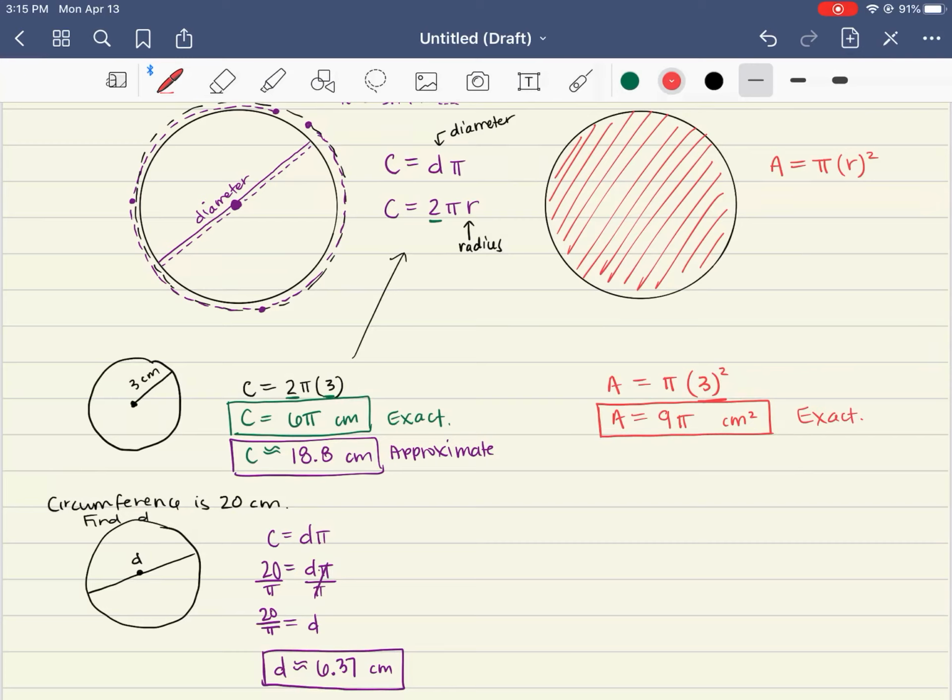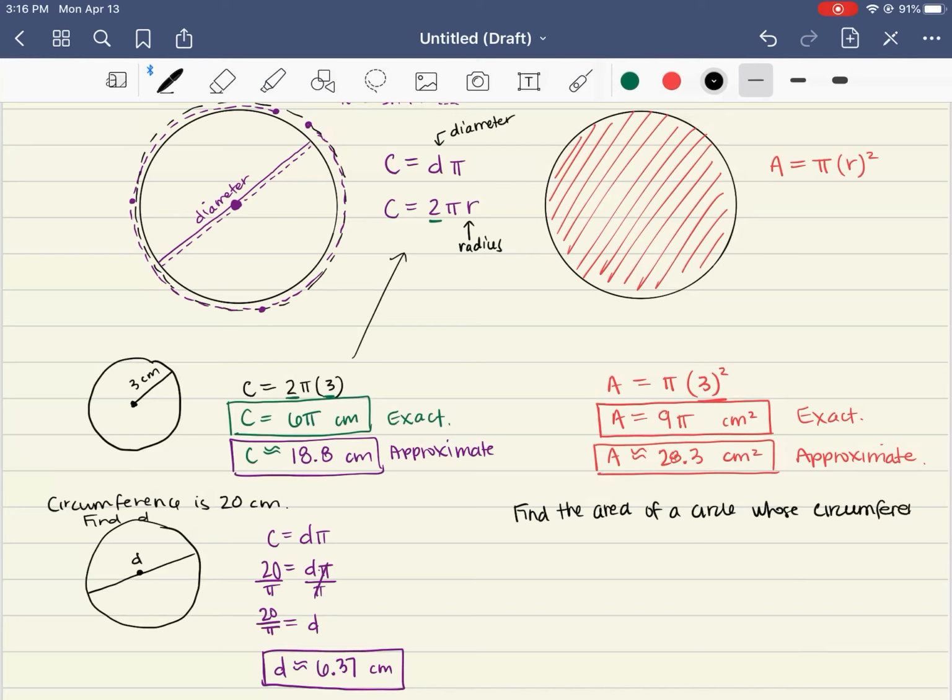Now if we're asked to elaborate a little bit on this, so let's say that we're asked to find the area of a circle whose circumference is 20 centimeters.